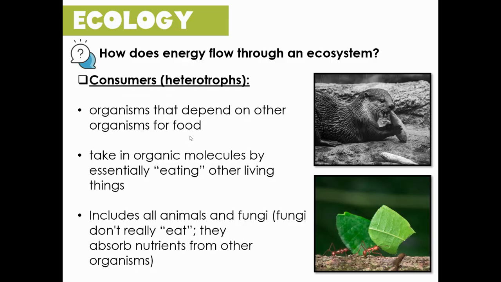Consumers are also known as heterotrophs. These are organisms that depend on other organisms for food. So we have consumers that eat producers. Those are our primary consumers. And then we have consumers that eat other consumers. These are our secondary and tertiary consumers. So they are going to take in organic molecules by eating other living things. This includes all animals and then fungi, but fungi don't really eat. They more so absorb nutrients.